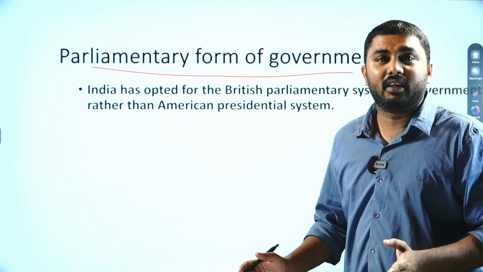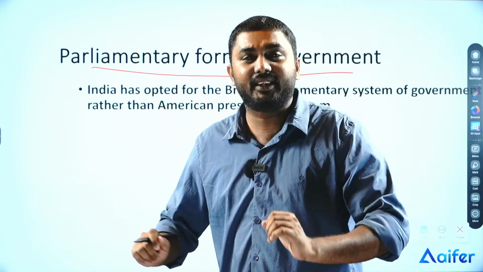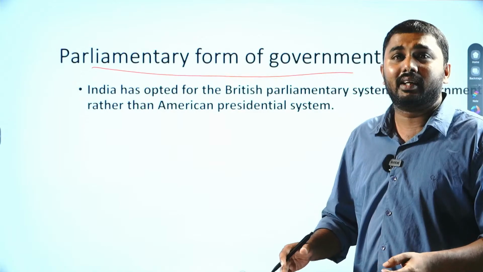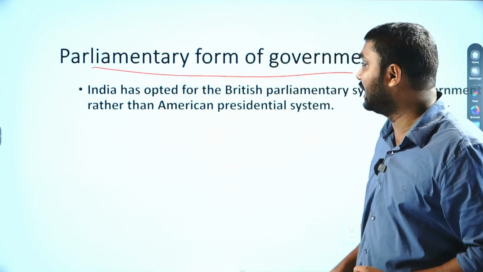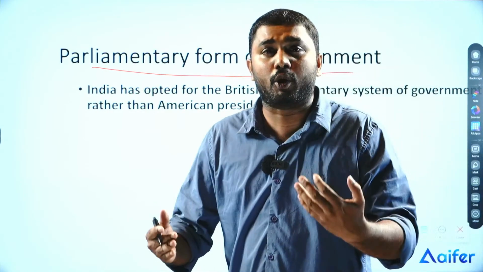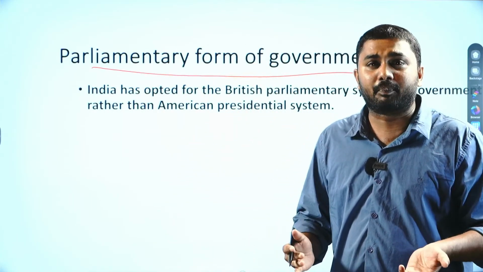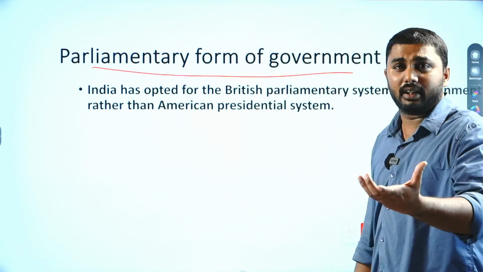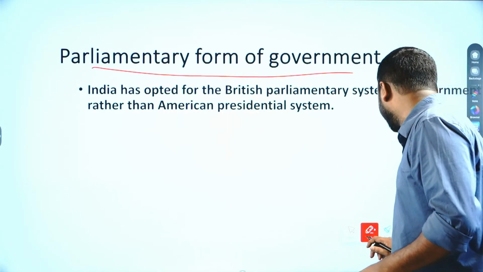In America, which system is followed? America follows the presidential system of government. People can directly participate in the election of the president. But here in India, we opted for the parliamentary form of government. We select the MLAs and the MPs, and they select the ministers. So India opted for the parliamentary form of government. It is one of the important features of the Indian Constitution.